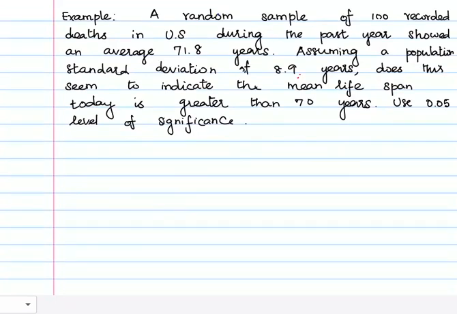First we proceed by writing what is given, then we write our formula. First of all, the given is n equal to the sample size. The sample is 100. Last year many people died, but we are taking only 100 people. This is the number in the sample. Then this is the average.